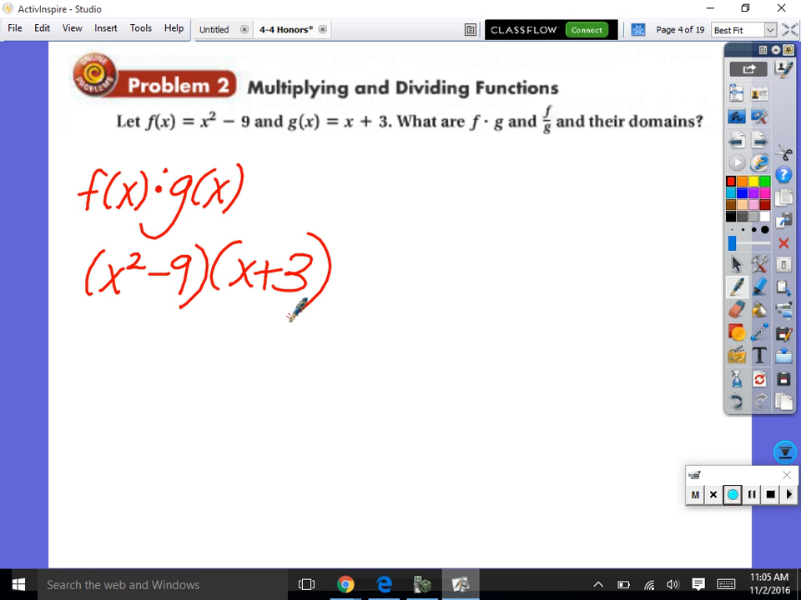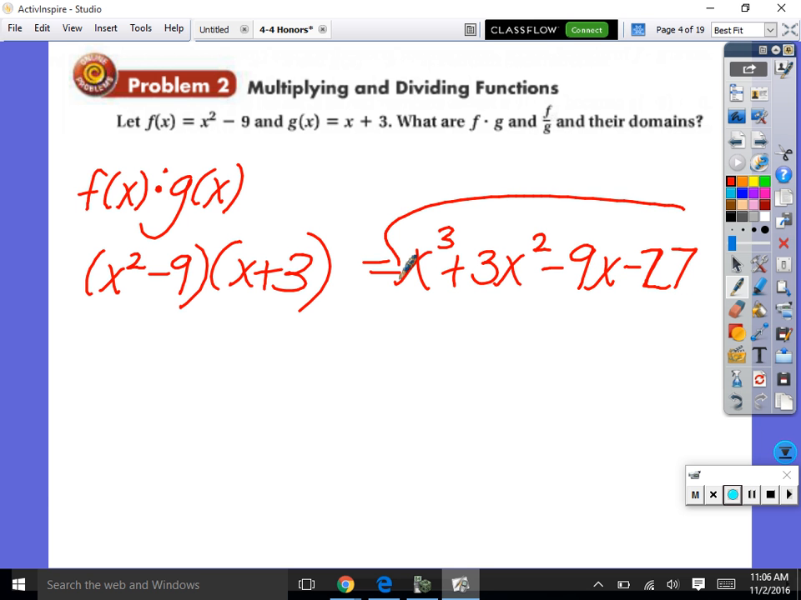So you guys go ahead and do that. Pretty straightforward. Just do it on your whiteboard. And you tell me what we get. We get x cubed plus 3x squared minus 9x minus 27. Okay, awesome. There's our answer. And then let's do f divided by g of x.